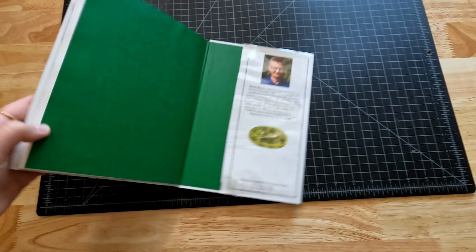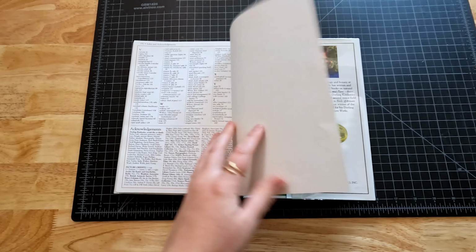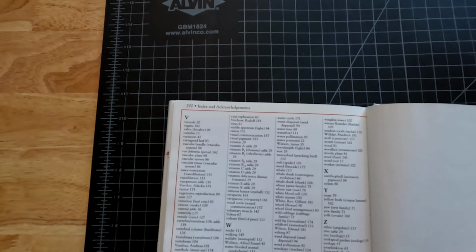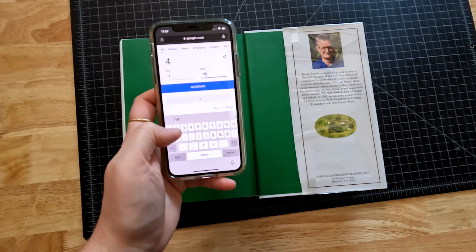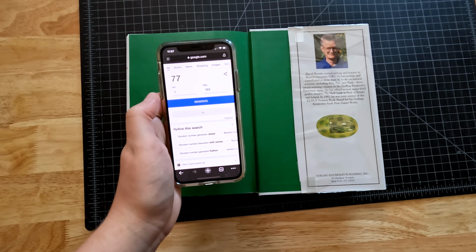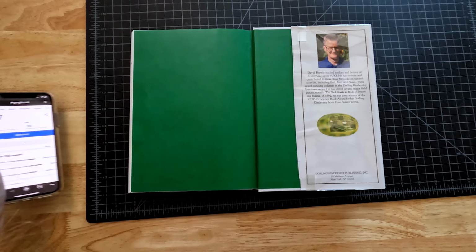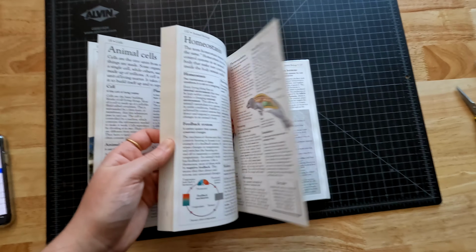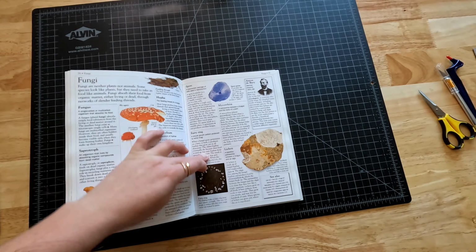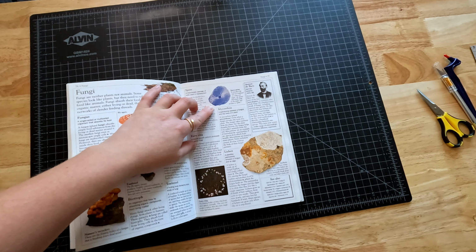Let's figure out how many pages this book has. We'll go right to the back. 192. So let's use that in the generator. 192. Generate 77. All right. I really hope there's a good image on this page. Okay, 77. All right. We have, my goodness.